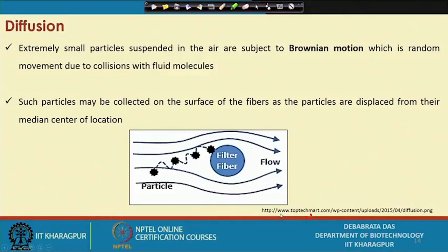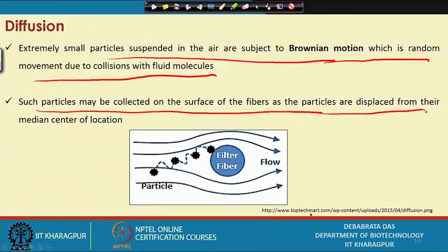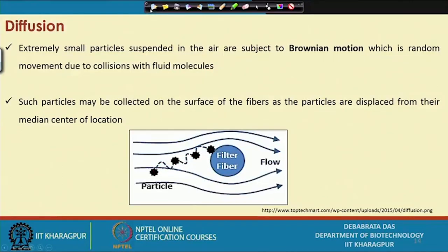Now, diffusion. I was telling that extremely small particles suspended in air are subject to Brownian motion, which is random movement due to collision of the fluid molecules. Such particles may be collected on the surface of the fiber as the particles are displaced from their mean center of location. This is how one particle strikes another particle, which strikes another, and ultimately it is deposited on the surface. This usually occurs when air flows at very low velocity.